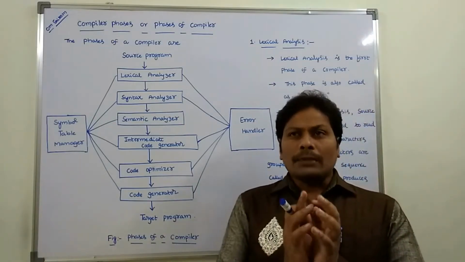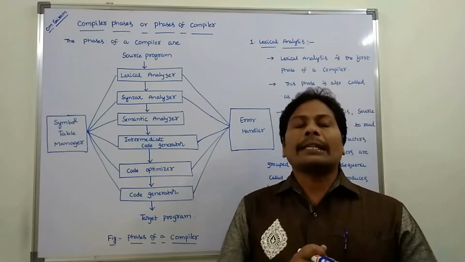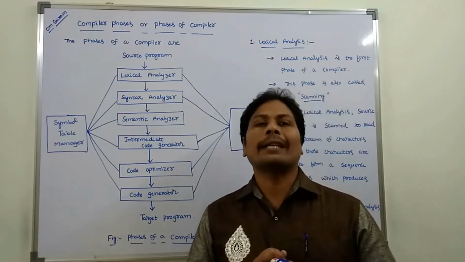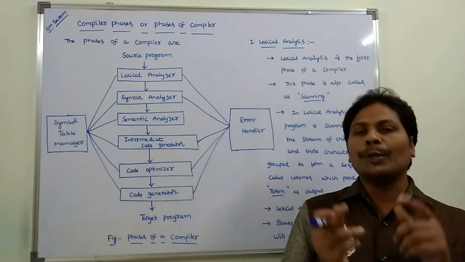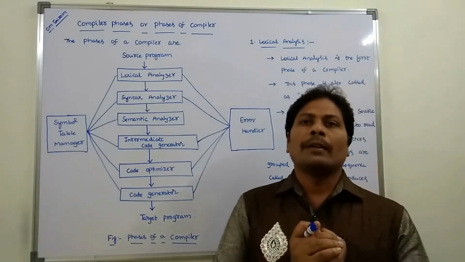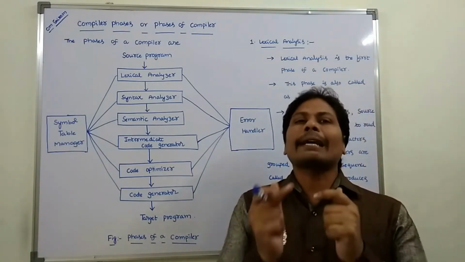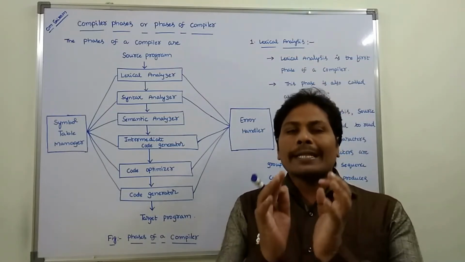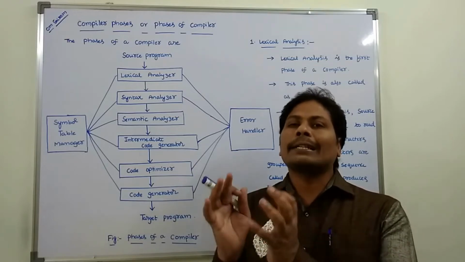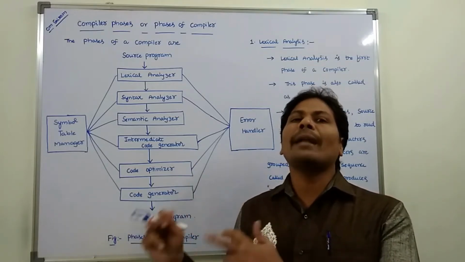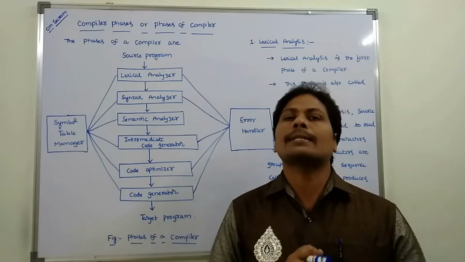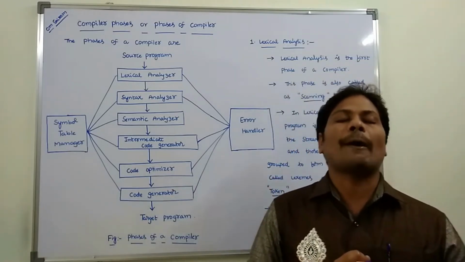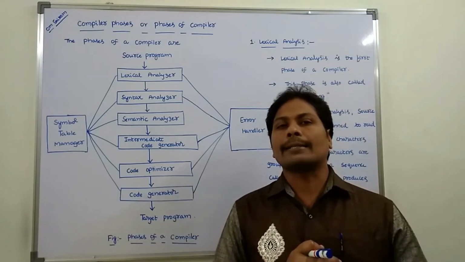While reading the characters in the source program, if any blank spaces are there, they are eliminated during this phase. While reading the characters of a source program, those characters that are read are formed as a stream of tokens. So that stream of tokens acts as the output of the lexical analyzer phase.